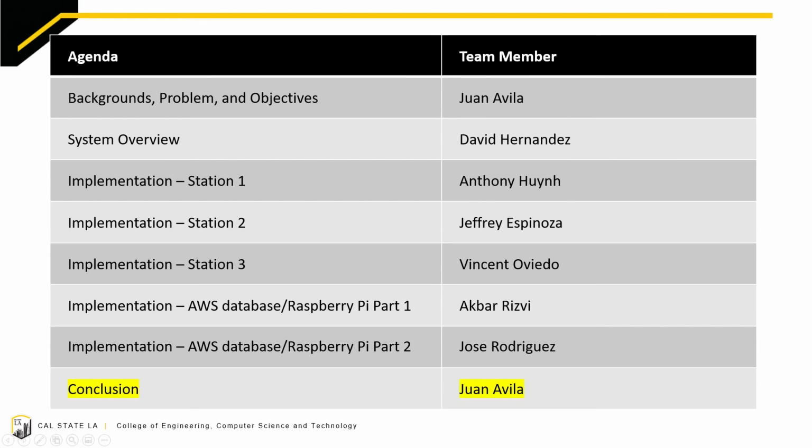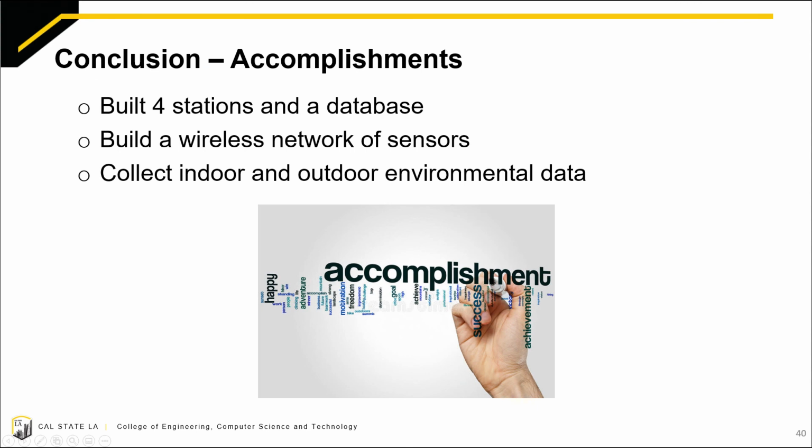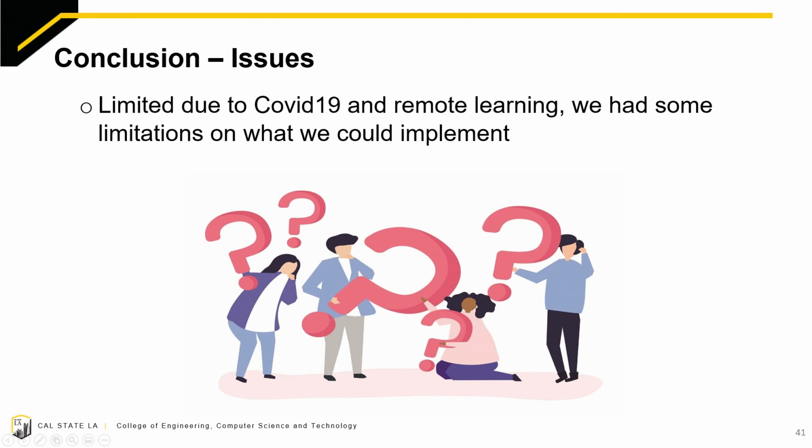Thank you, Jose. Now we'll be moving on to the conclusion. Throughout this presentation, my team has shared a lot of great information about our project. Now let's do a quick and brief review. As a team, we were able to build and design 4 stations along with the database. These 4 stations and database are a wireless network of sensors created to collect both indoor and outdoor environmental data, such as CO2 levels and weather. Some issues that we had were limitations due to COVID and remote learning. Some of the implementations, such as LoRa/LoRaWAN that we introduced in the fall, we were unable to complete because we couldn't meet in person to test the modules.